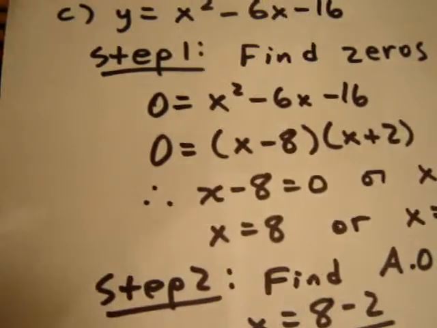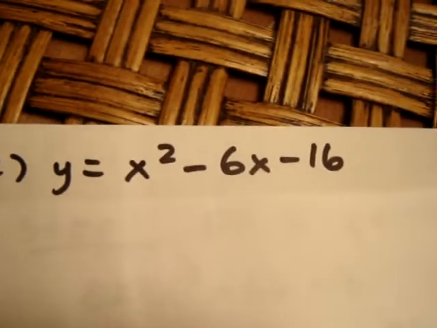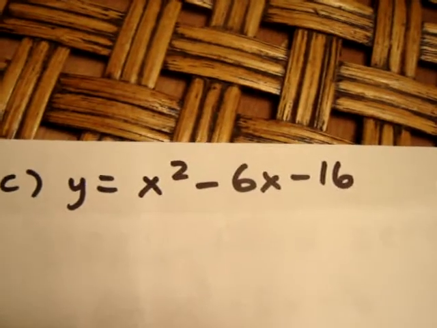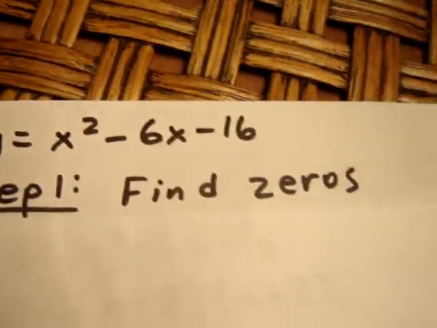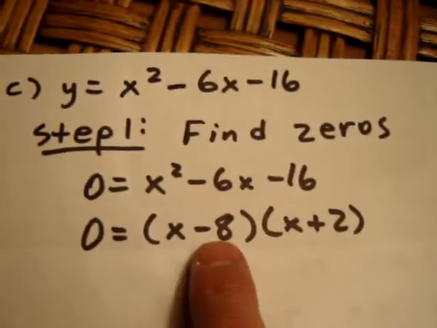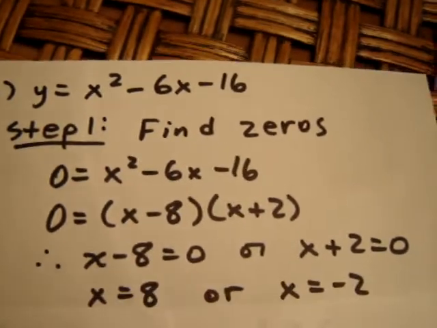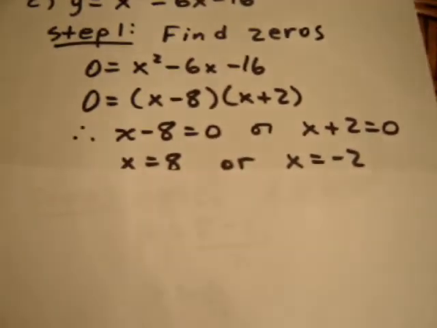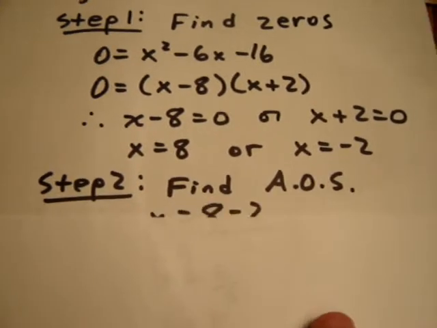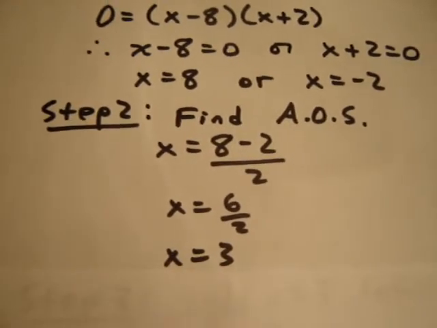And for our last question in this video, we have y equals x squared minus 6x minus 16. Well, we don't have any factors that are common out of all three terms, so we begin by trinomial factoring. Two numbers that add to negative 6 and multiply to negative 16 are negative 8 and positive 2. Well, that means that our zeros must be at 8 or negative 2. We can find our axis of symmetry now by finding the halfway point between 8 and negative 2. (8 minus 2) over 2 equals 6 over 2. Our axis of symmetry is at x equals 3.